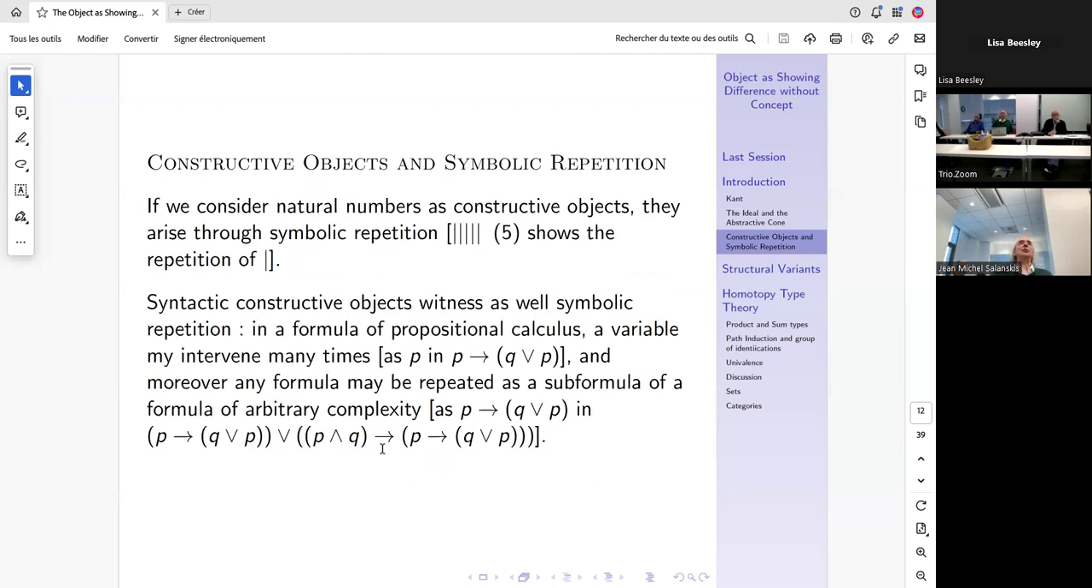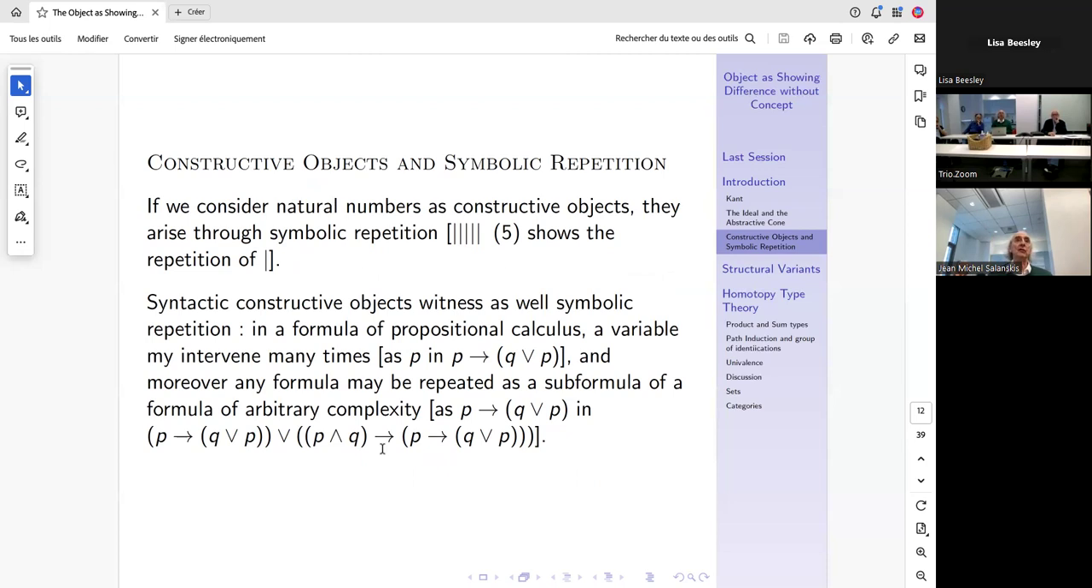Then I come farther to show you that this notion of the Platonician idea, we need it because it's involved in our notion of constructive. If I consider natural numbers as constructive objects, as you know, they arise through symbolic repetition. For example, you could see five as the repetition of five strokes, or you could see five as S0 by using the name of five in a formal system.